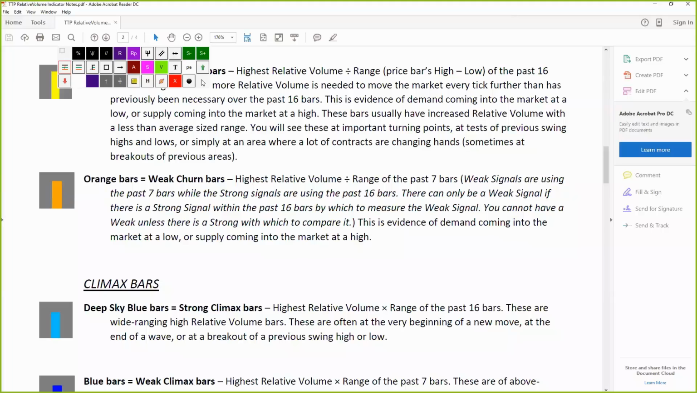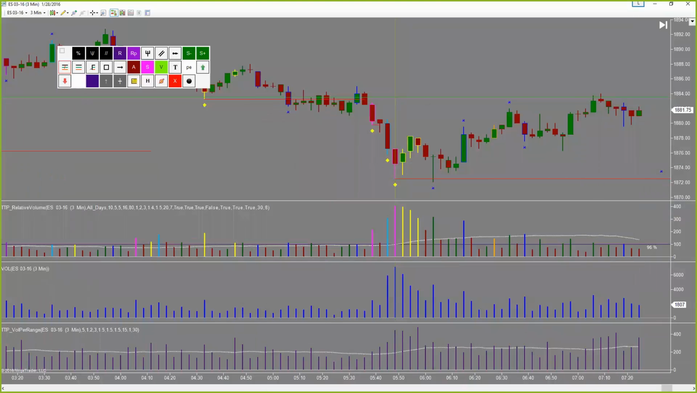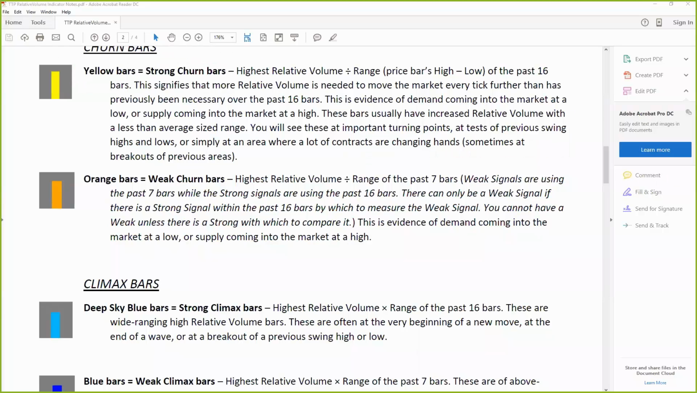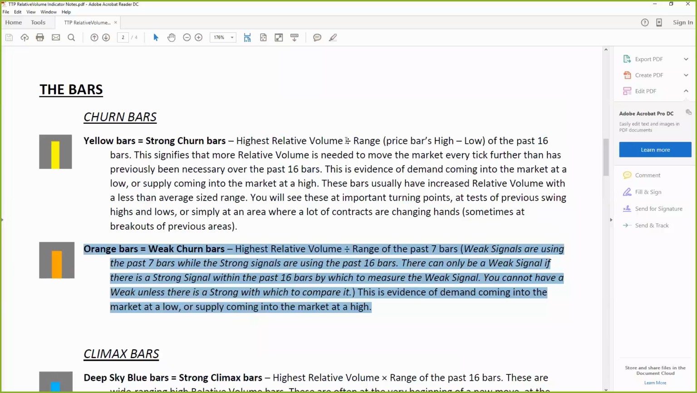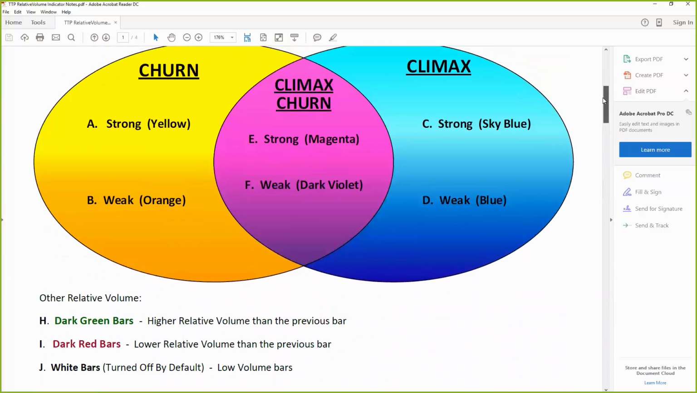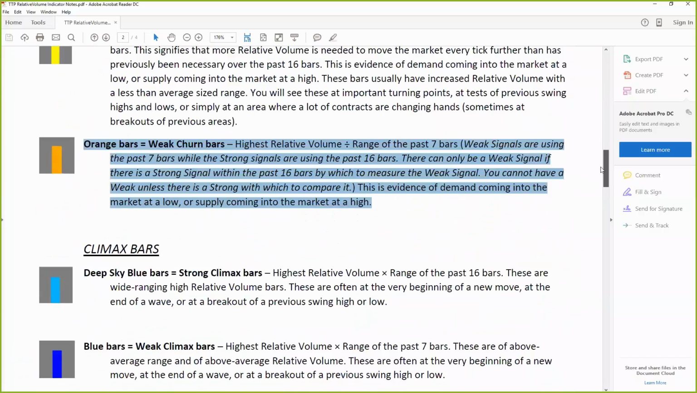So a guy in the room made this. I can't ensure that it's exactly 100% accurate, but I'm pretty sure it's very close. So he has given you the different colored bars, what they mean, what the churn bar is. It's the highest relative volume divided by the range of the past 16 bars. It signifies that more volume is needed to move the market every tick further than has previously been necessary over the past 16 bars. Right? And that shows you a fight between supply and demand. So yeah, this is a pretty good document.